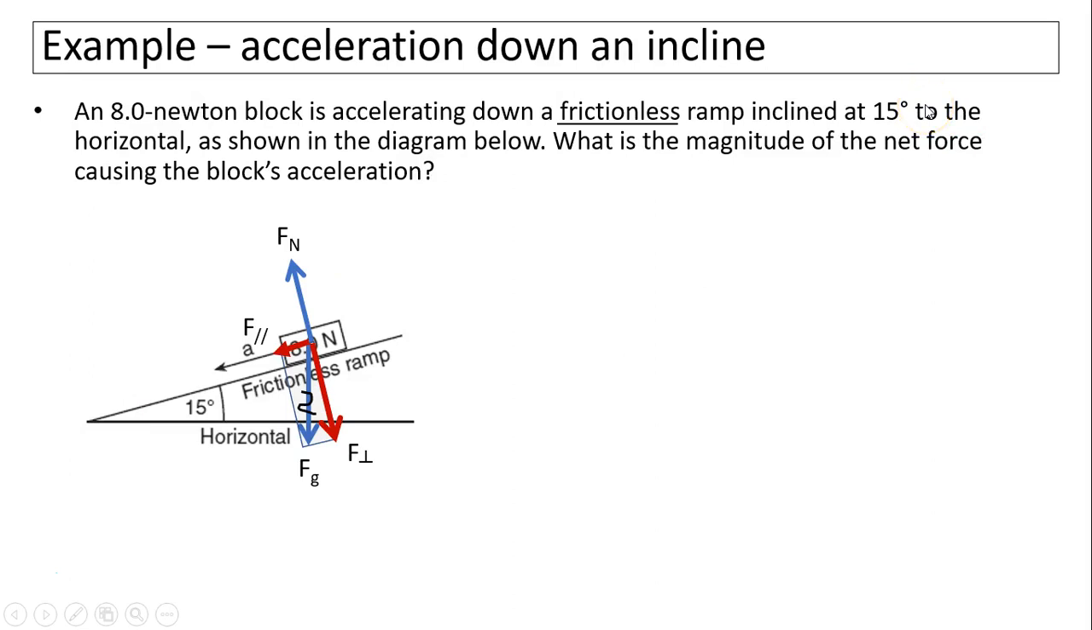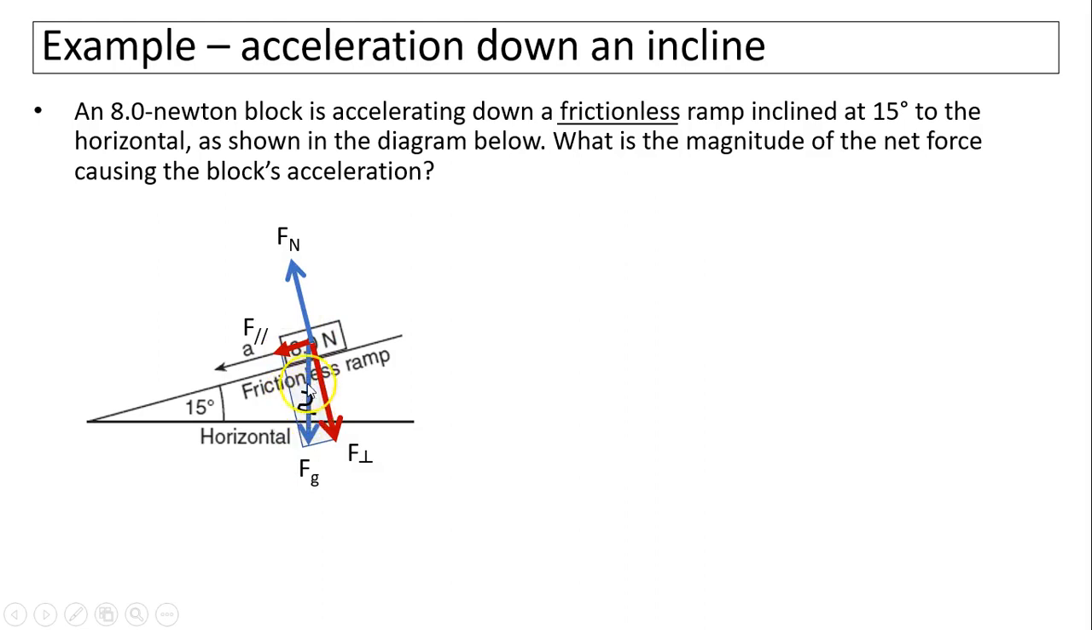Okay, another example for acceleration down the incline. An 8 newton block is accelerating down a frictionless ramp, inclined at 15 degrees with the horizontal, as shown in the diagram below. What is the magnitude of the net force causing the block to accelerate? So here is the free body diagram. You have Fg and Fn, that's it, the 2 blue ones.